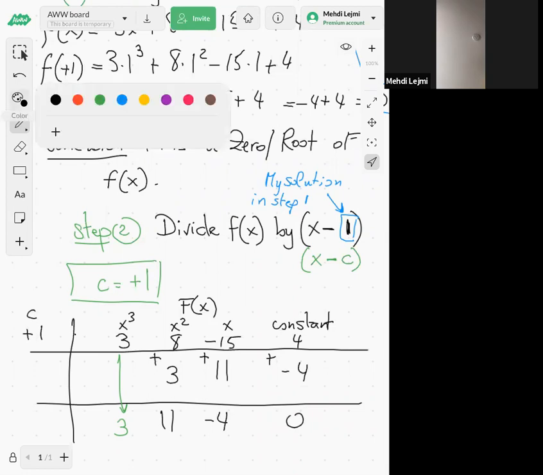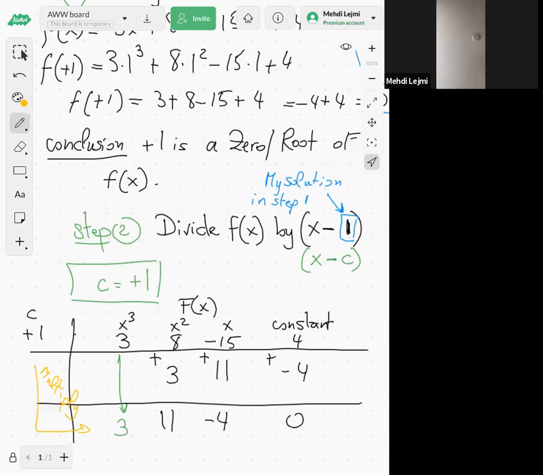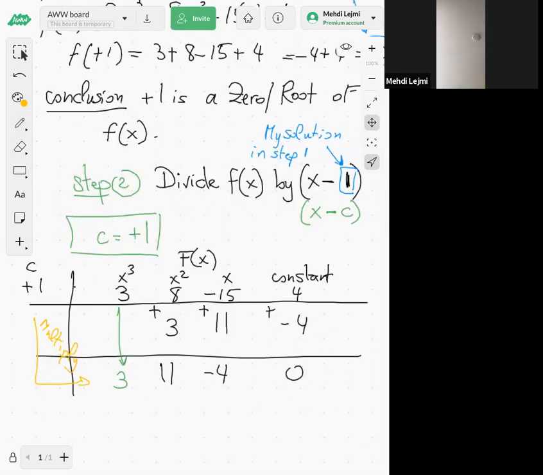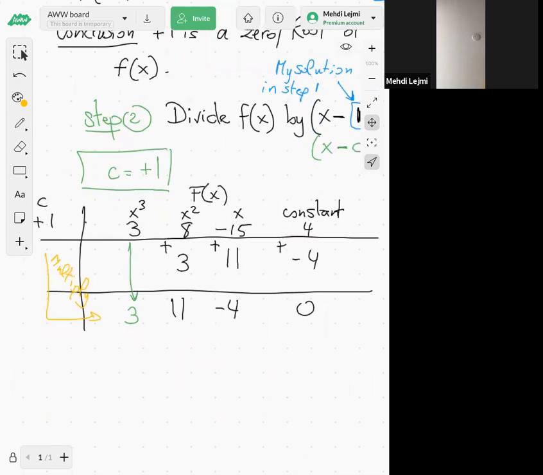So remember, guys, we have to multiply the last row by our c, right? And of course, I got 0 as the remainder because I knew that positive 1 would be a solution, and because positive 1 is a solution, the remainder should be 0. So this here is my remainder, and of course here this is my quotient, right?